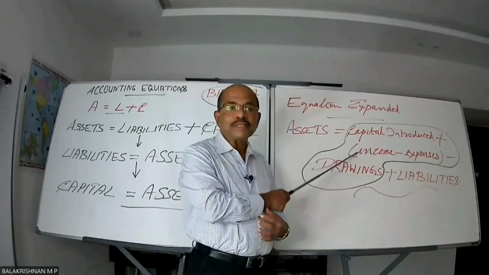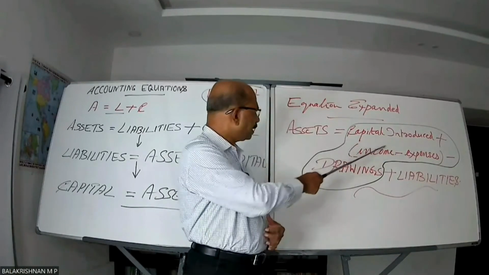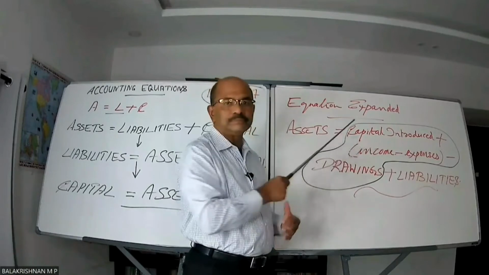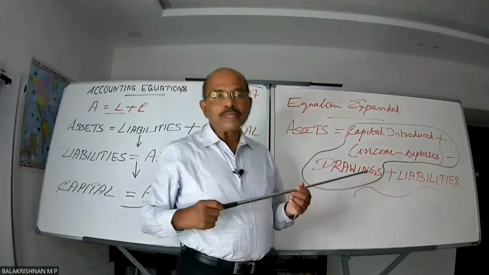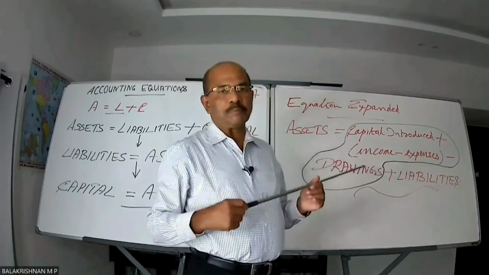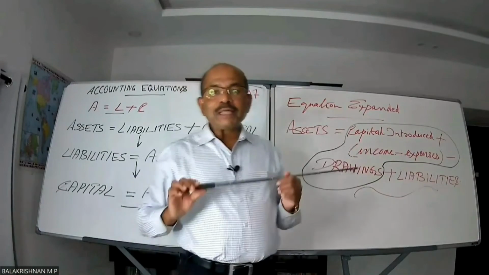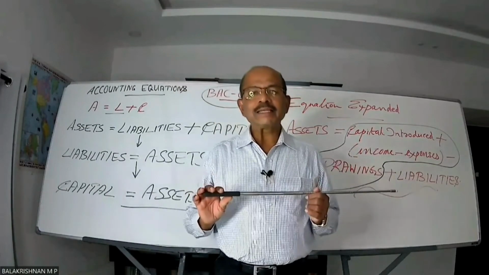I want to elaborate this segment of the equation, this expanded equation. Drawings are amounts taken out of the business by the business owner. They will therefore result in a reduction in capital.